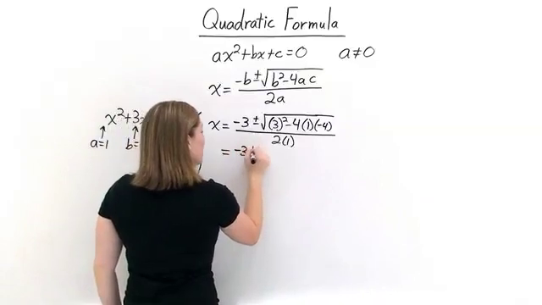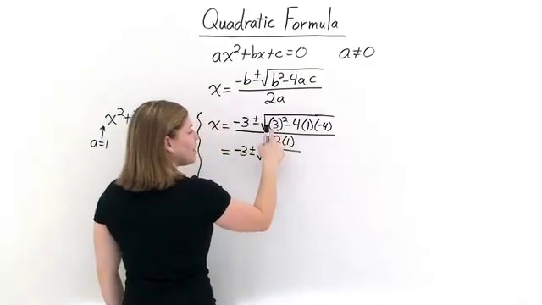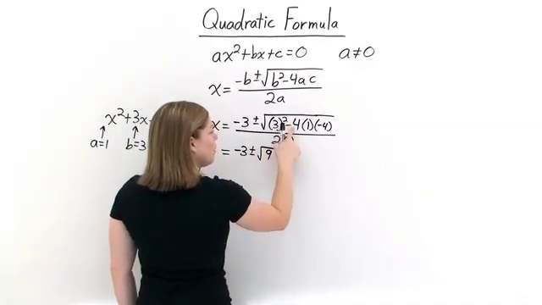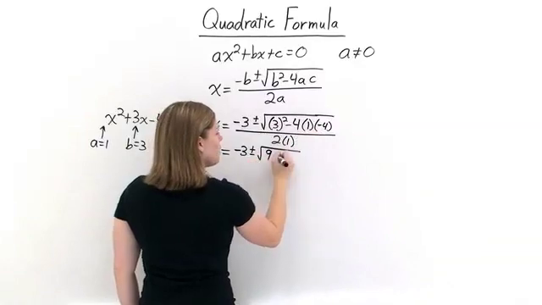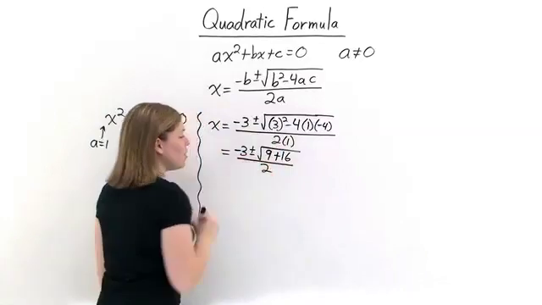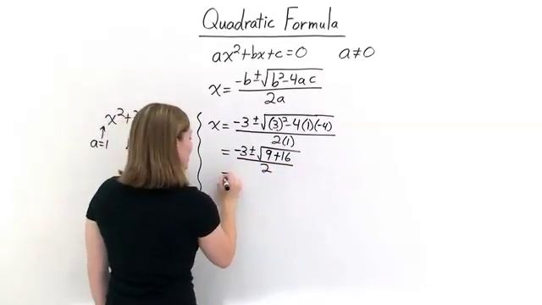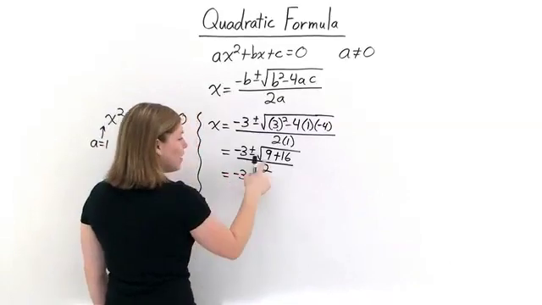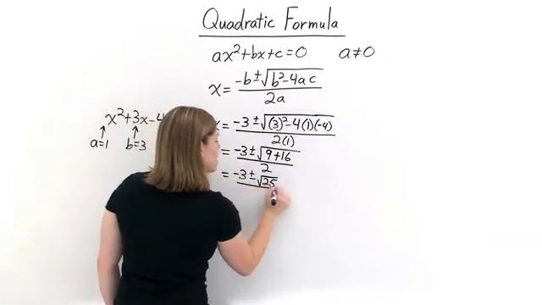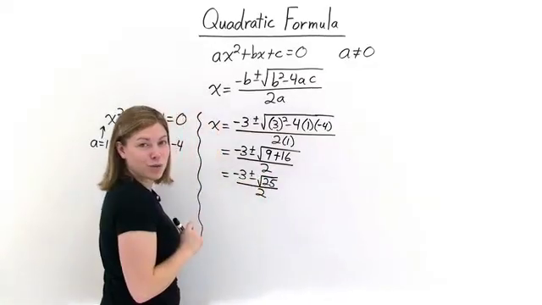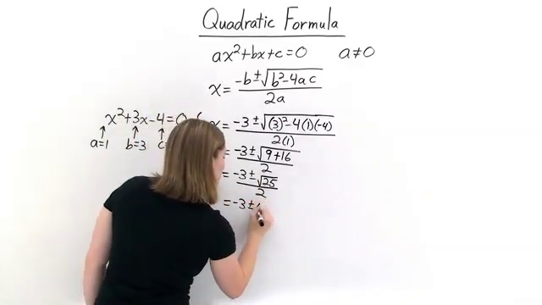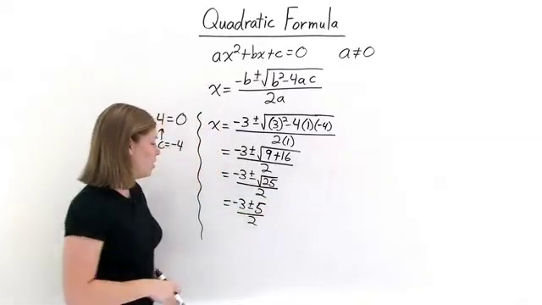So we have negative 3 plus or minus the square root, and let's simplify everything inside the radical. Let's see, we have 3 squared, which is 9, then minus 4 times 1 times minus 4, which is a plus 16. And that's divided by 2 times 1, which is 2. So now let's keep simplifying. We have negative 3 plus or minus 9 plus 16 is 25, so we have the square root of 25 divided by 2. Now let's take the square root of that 25. Negative 3 plus or minus the square root of 25 is 5, and that's still divided by 2.